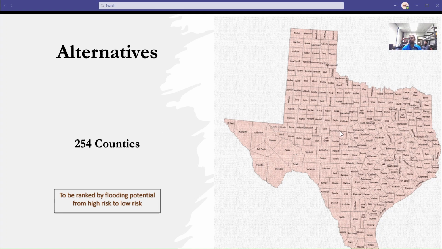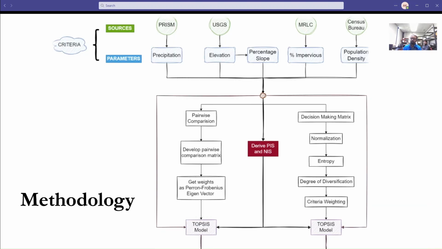Just like I said, we also need alternatives, and for us the alternatives are each of the counties of the state of Texas. All 254 counties will be the alternatives, and they will be ranked by their risk of flooding, from high risk to low risk, based on the five criteria we extracted earlier. This is just the outline of what we are doing in this model.